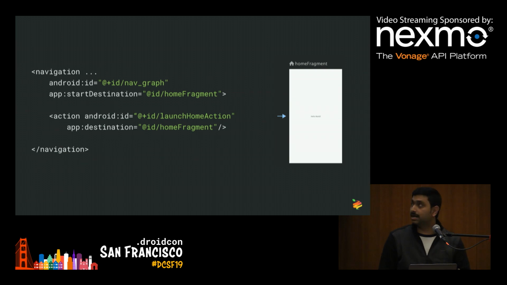You can just provide an action for that destination. So you just say launch home action with a destination, and you would have a nice little arrow to that destination. That means that this is a global action, and any destination can call this action to launch that particular fragment. This is useful for conditional navigation as well, where you want to open up the login fragment whenever the user is not authorized, and you want them to go back to the login screen and then come back here.